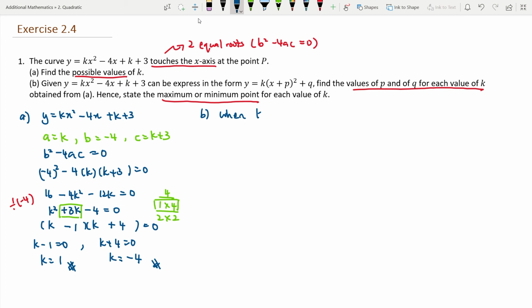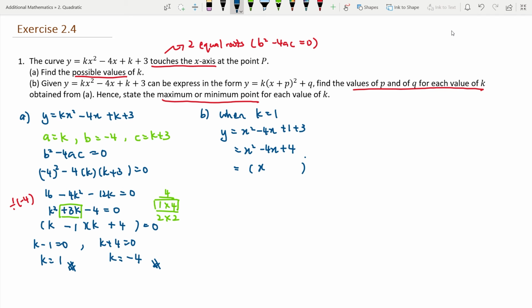When k equals 1, our equation is y equals x squared minus 4x plus 1 plus 3, which is x squared minus 4x plus 4. To express the equation in vertex form, we need to perform completing the square. Before we do so, we need to make sure the A value for this equation is equal to 1. For this case, our A is equal to 1, hence we can continue from here.